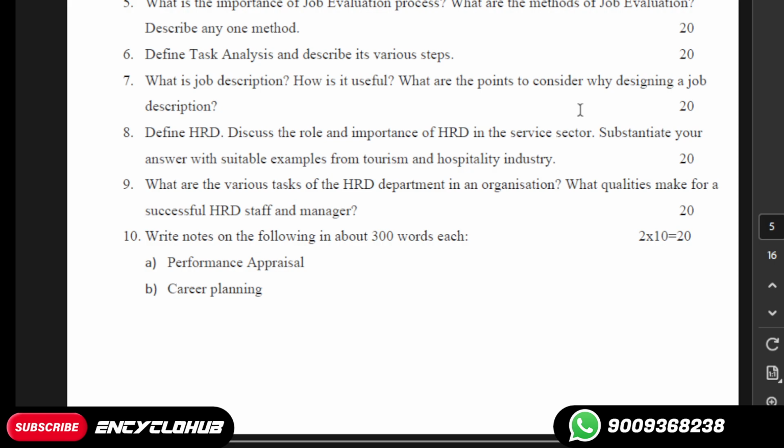And the 9th one is: what are the various tasks of the HRD department in an organization, and what qualities make for a successful HRD staff and manager. And question number 10 is: write notes on the following in about 300 words each: performance appraisal and career planning. So you can see there are a total of 5 questions, from question number 6 to 10.